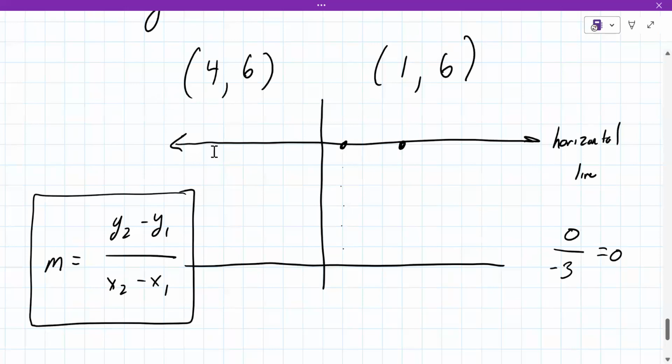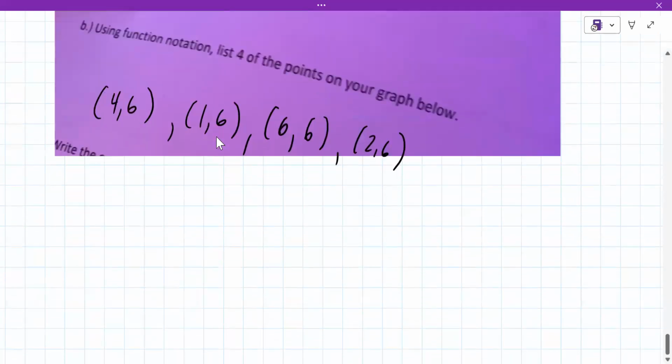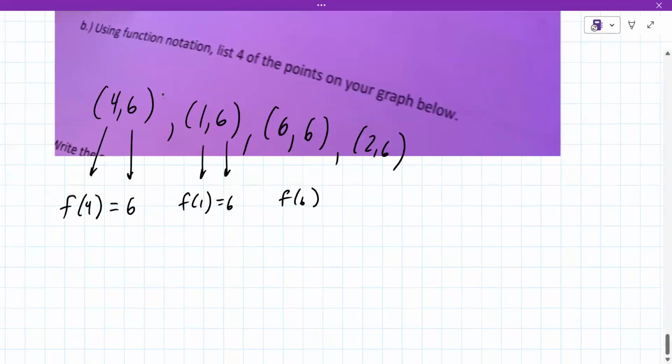Now we're supposed to use function notation. So we have to go back to where we started. The first one becomes f of 4 equals 6. The next one is f of 1 equals 6. F of 6 equals 6. And f of 2 equals 6.